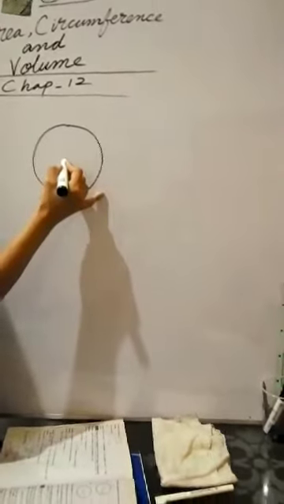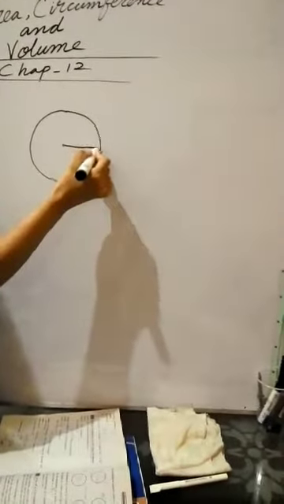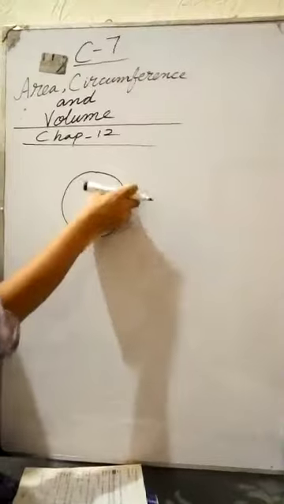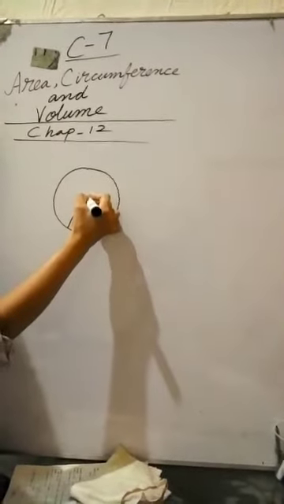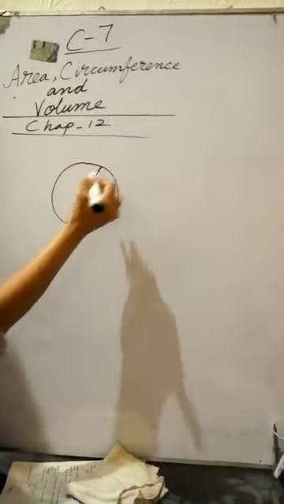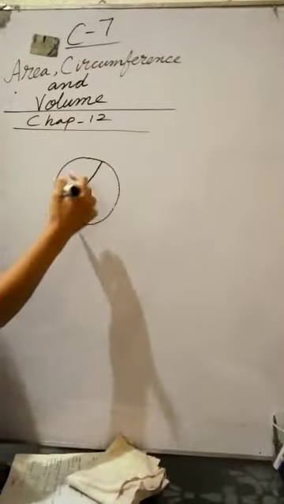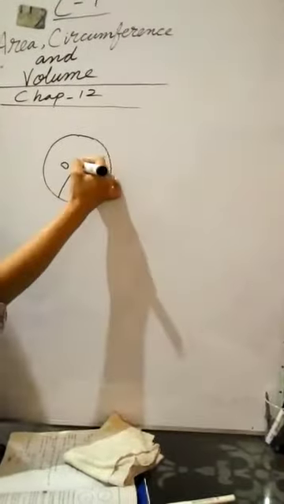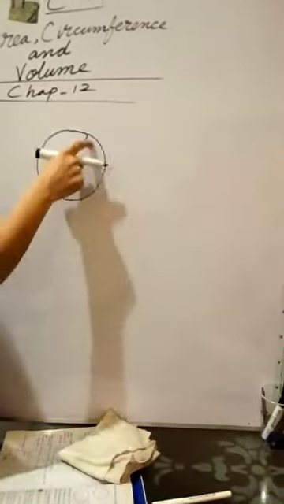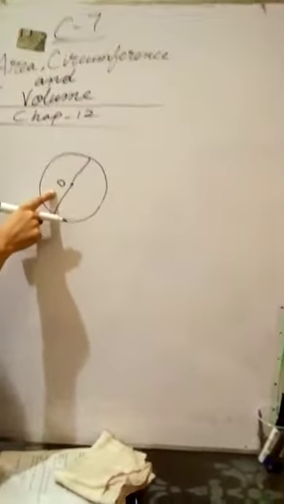If I take a distance from the center point to the edge, this is called the radius. But when I touch this line to both edges of the circle, this is called the diameter. Half of the diameter is called the radius. When it doubles and touches both edges of the circle, this is called the diameter.